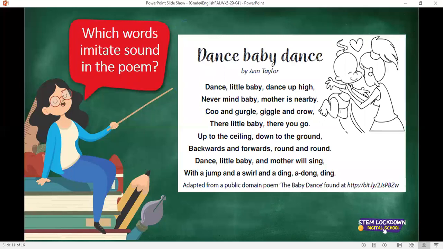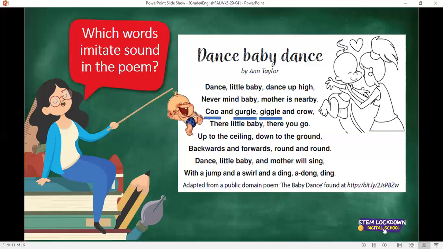So now if I look at the poem, which words in the poem is going to make me think of a sound? So look very carefully. So there's lots of words in this poem, but there's only a few that will actually imitate a sound. So if I look at the third line, you'll see we've got coo, gurgle, giggle. So when I look at those words, you can almost picture a little baby who's happy, who is giggling, and when they gurgle, they make that sound when they've got spit in their mouth. And the coo is when they make their little sounds.